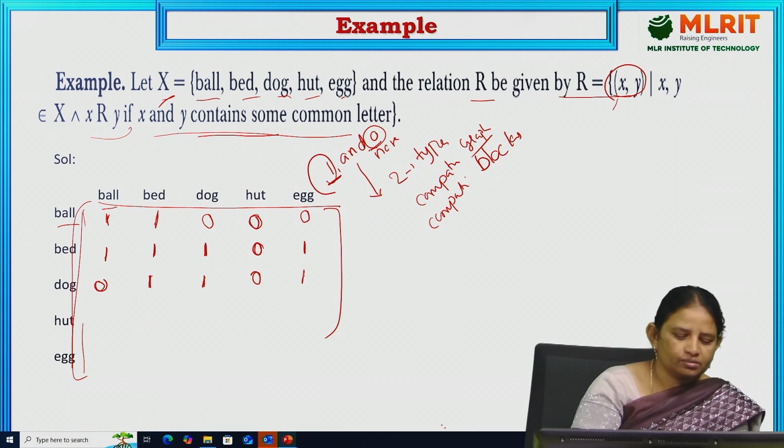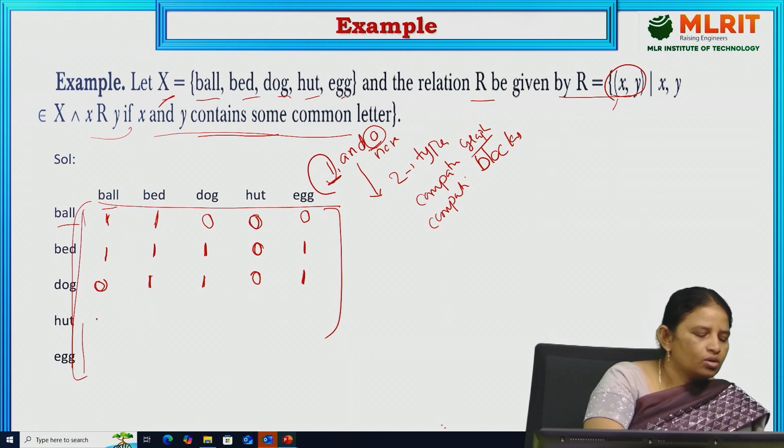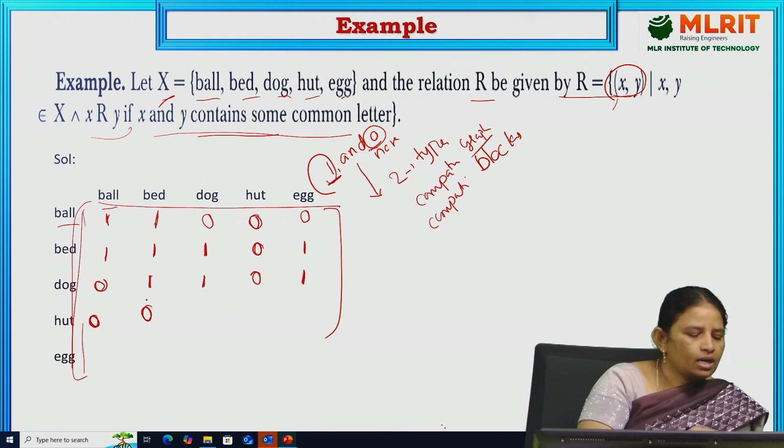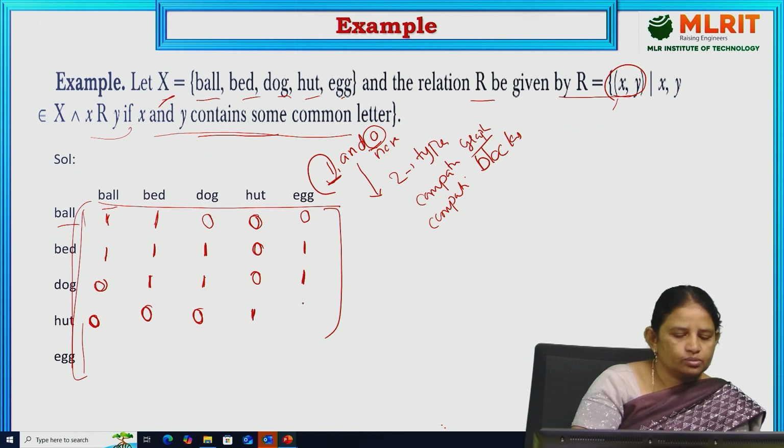Next, hut. Hut to ball, no common letter, 0. Hut to bed, no common letter, 0. Hut to dog, no common letter, 0. Hut to hut, 1. Hut to egg, 0.